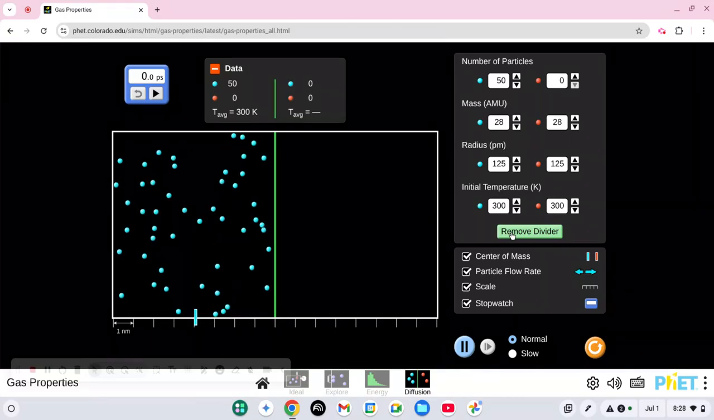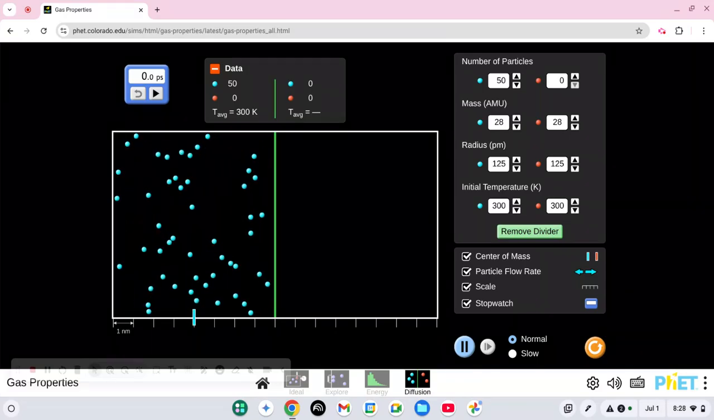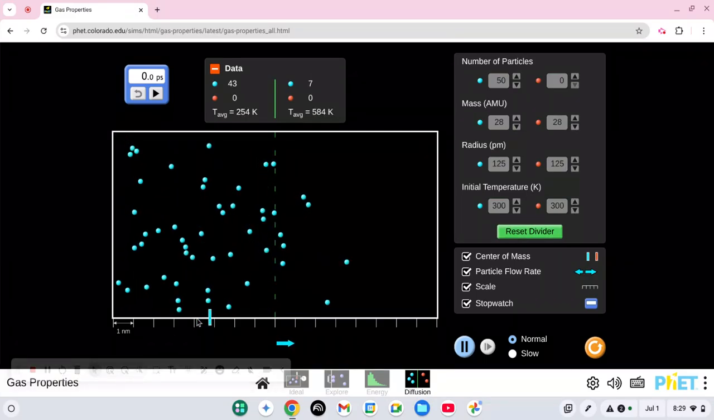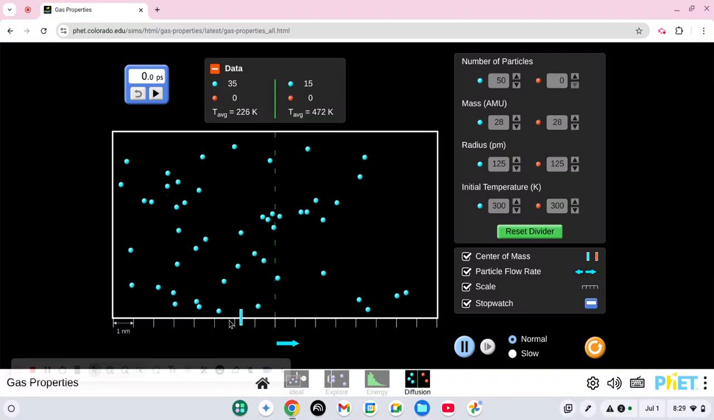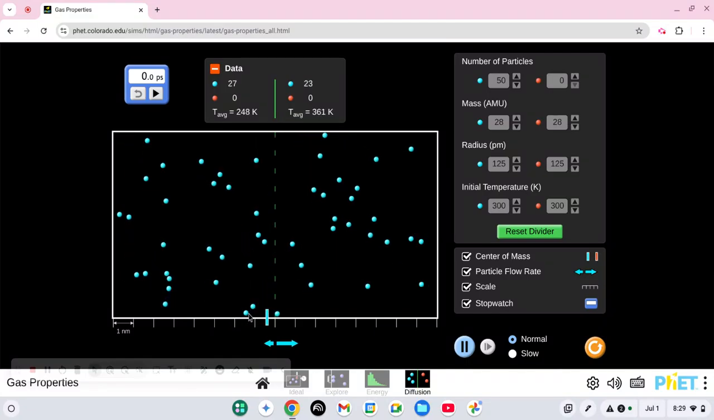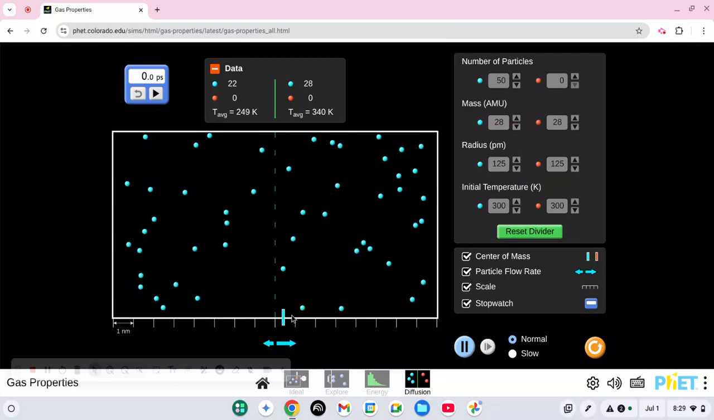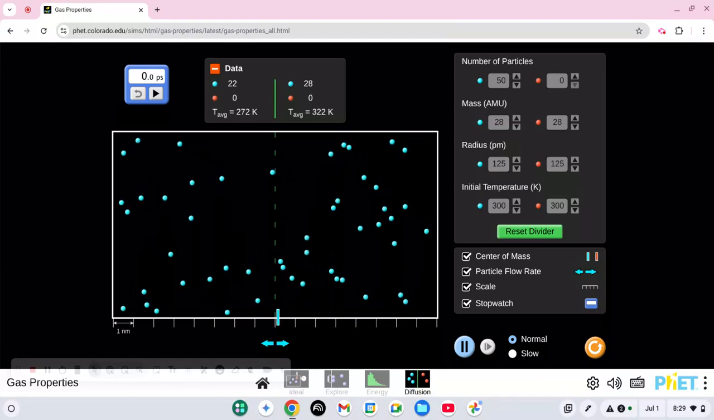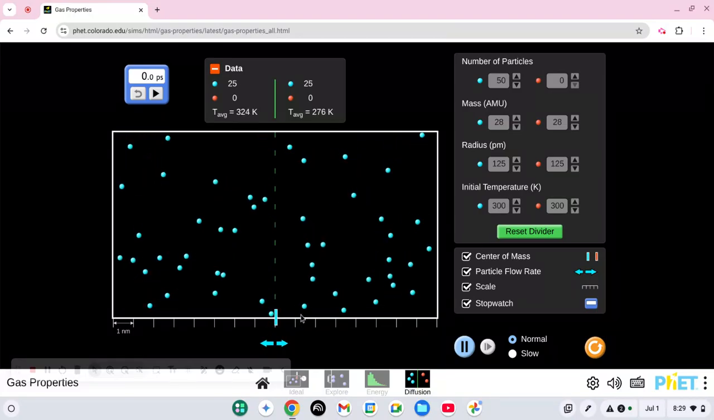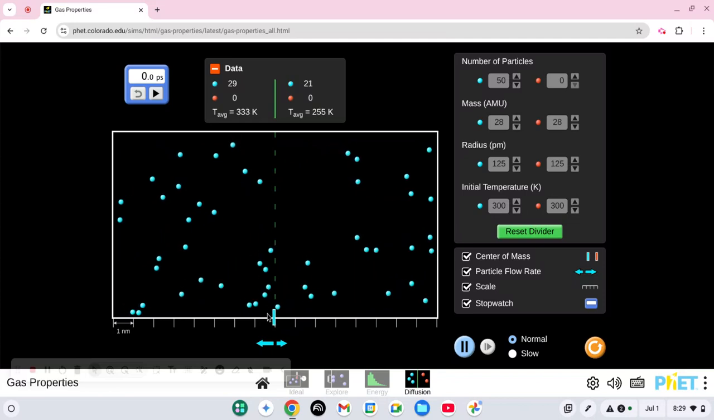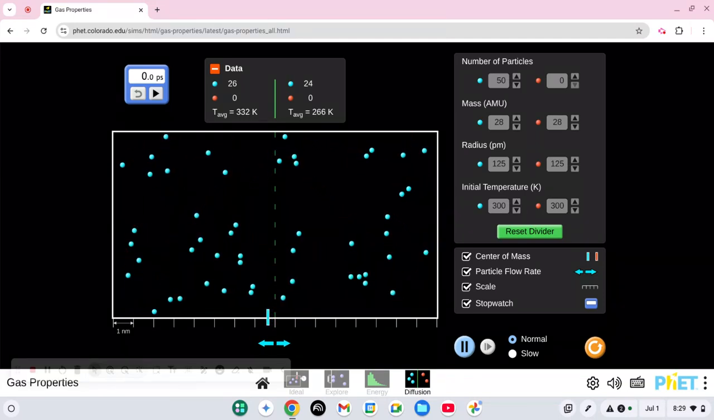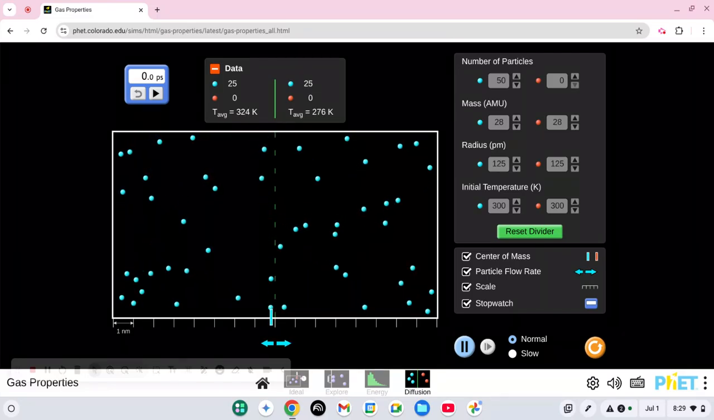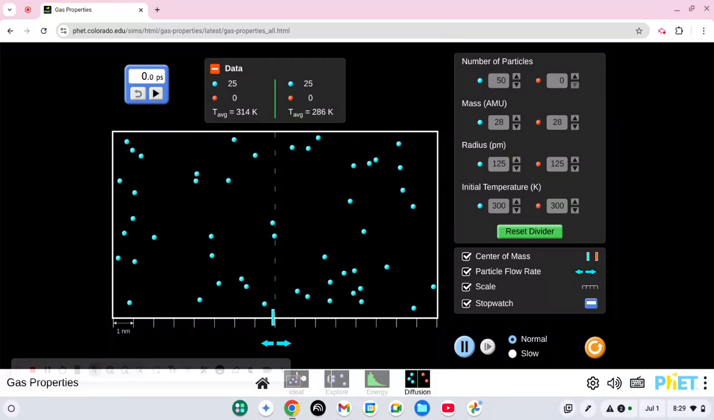Okay, what I'm going to do now is remove our divider. Okay, and as you can see, this lever, which determines particle flow rate, the center of mass, is actually moving straight to the right. Okay, with time, you can notice that it's going to be in the center, or toggle up and down along the center. And that is because the rate of diffusion has reached its equilibrium.